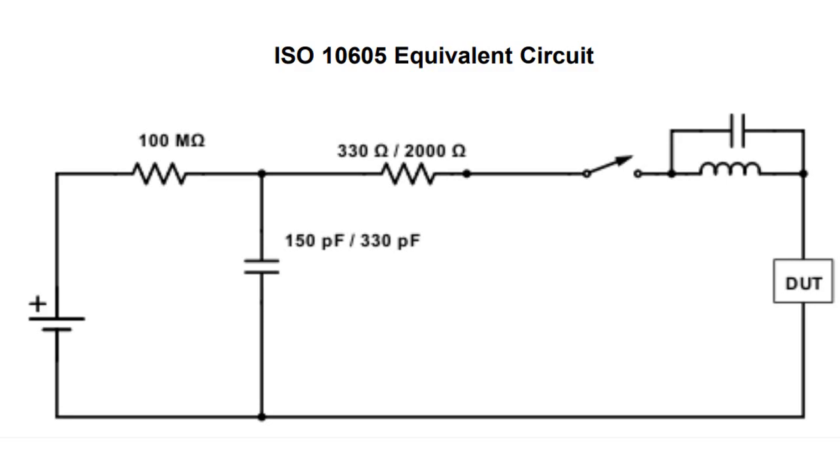The figure shown is an example of the ISO 10605 discharge equivalent circuit. The circuit starts off with the switch open, and charges the 150 picofarad or 330 picofarad capacitor. Then the discharge is represented by the closing of the switch, which causes the capacitor to discharge across the DUT. The resistor represents the resistance of the gun, and the inductor and capacitor represent the LC parasitics.